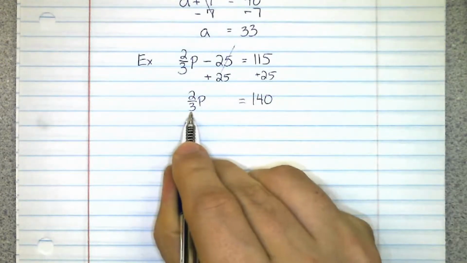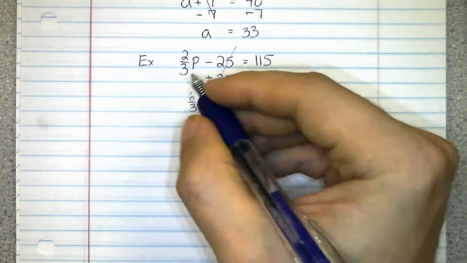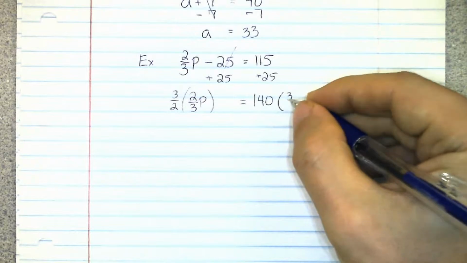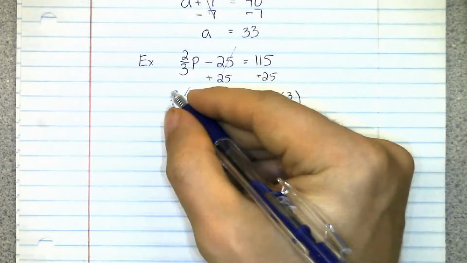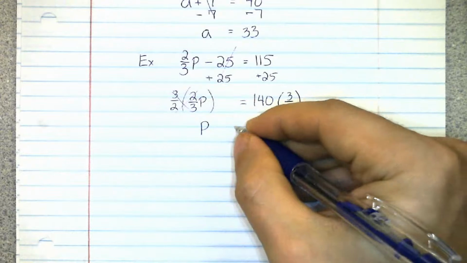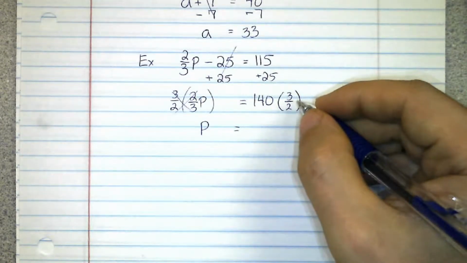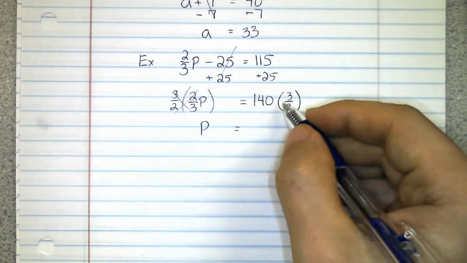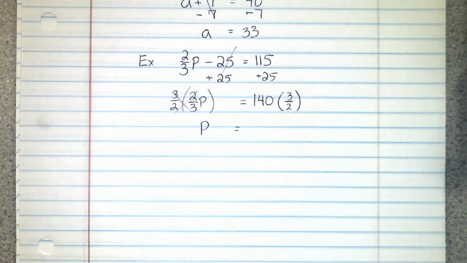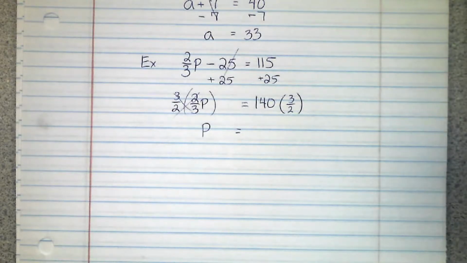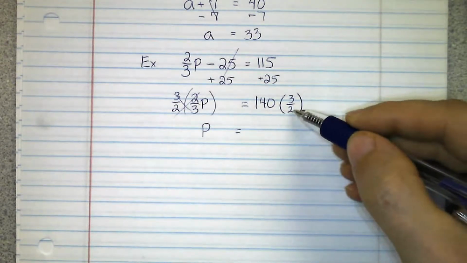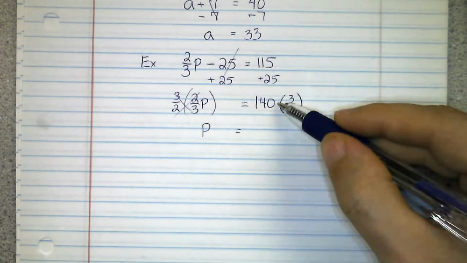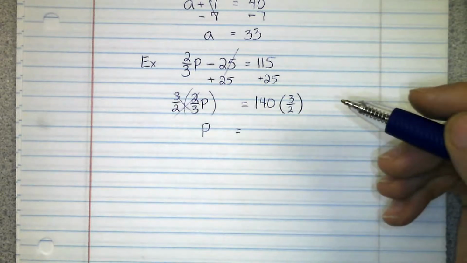Now, remember, in order to get rid of a fractional coefficient, we're going to multiply by the reciprocal. And multiplicative inverse tells us that this is p. And on this side, we have 140 times 3/2. So, when we multiply this, you have a couple options. If you want to, you can divide the 140 by 2 and then multiply by 3. This would give you 70 times 3, which is 210.